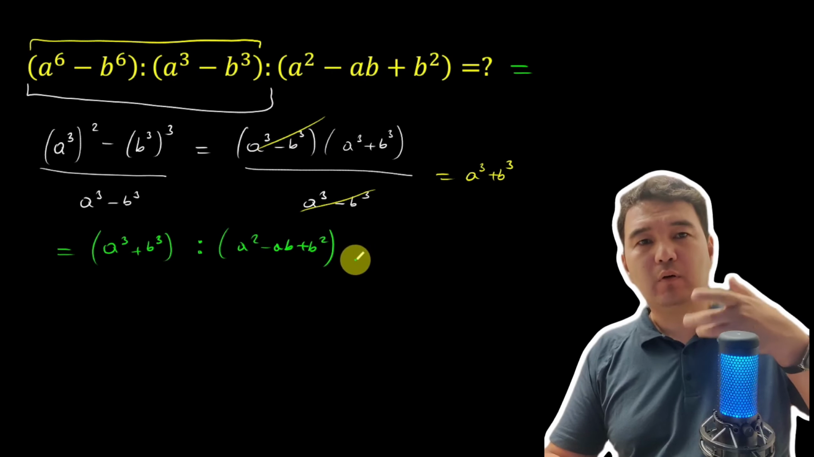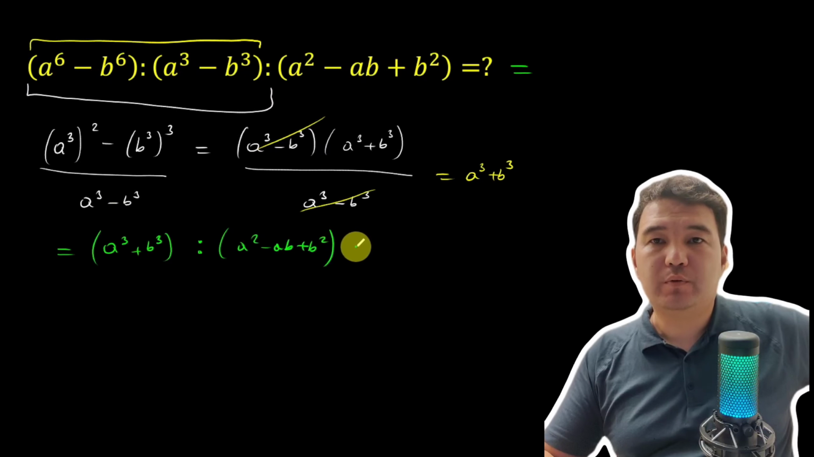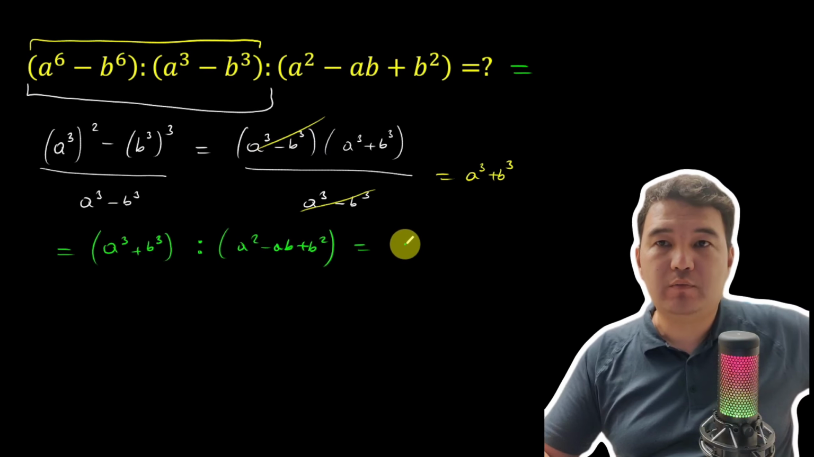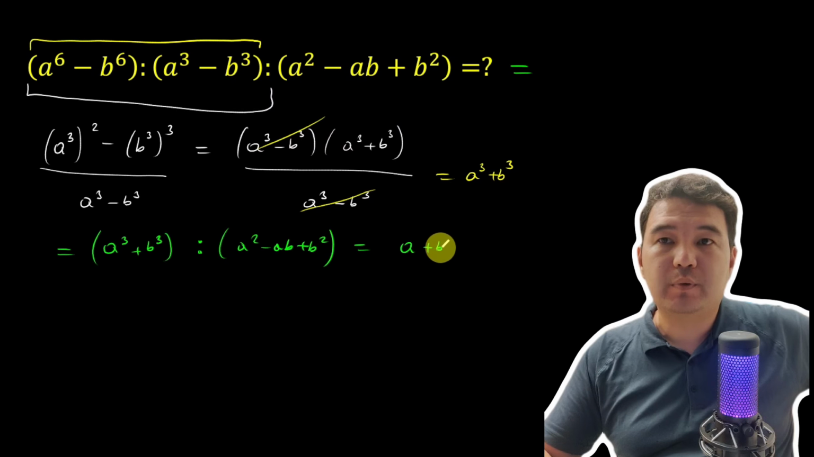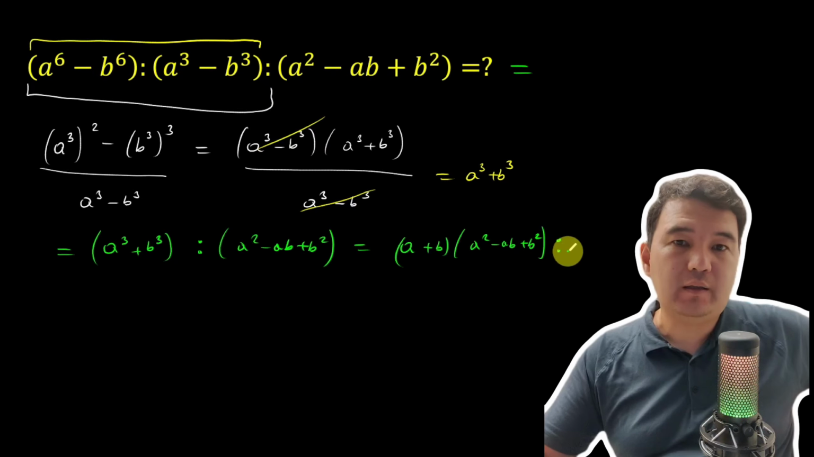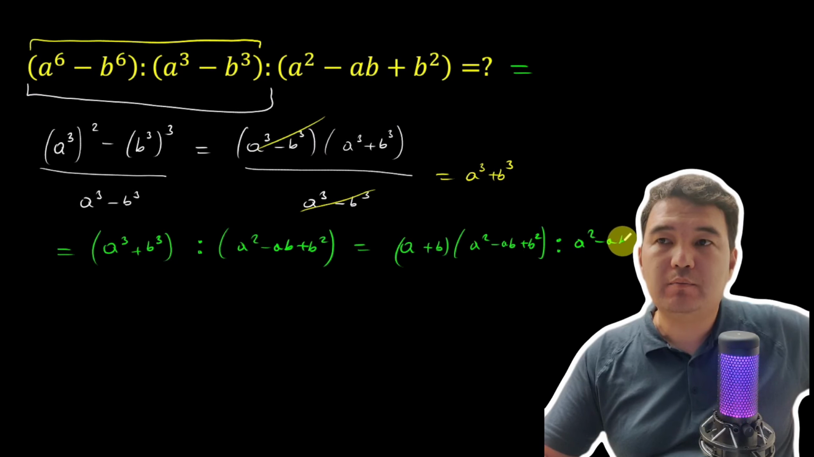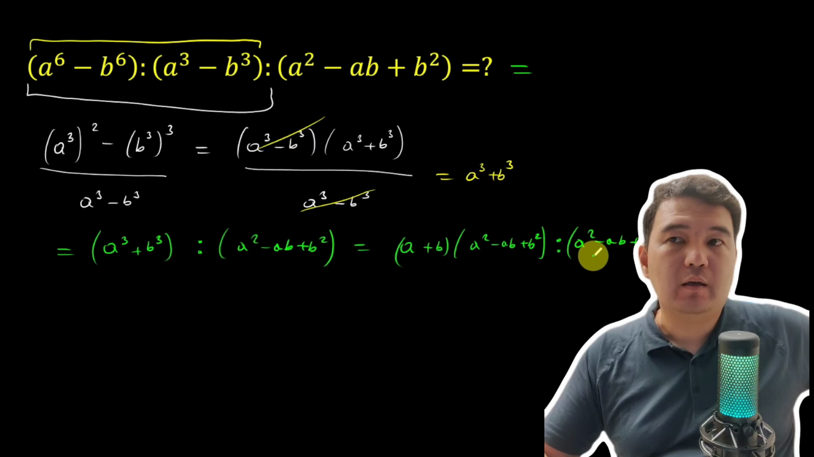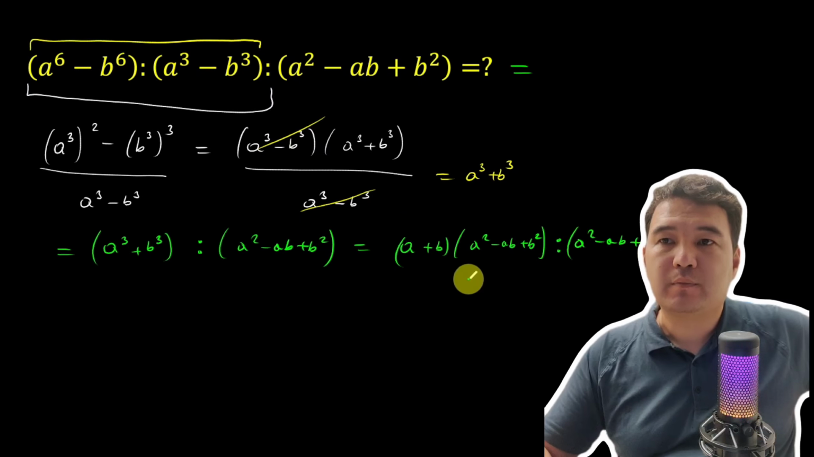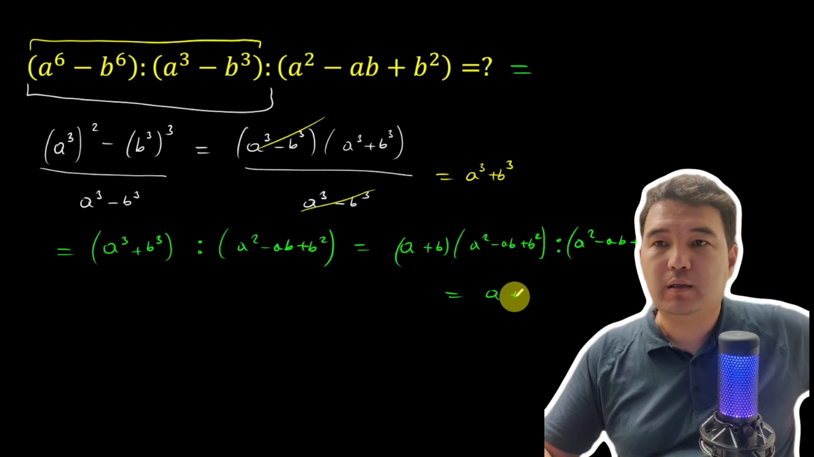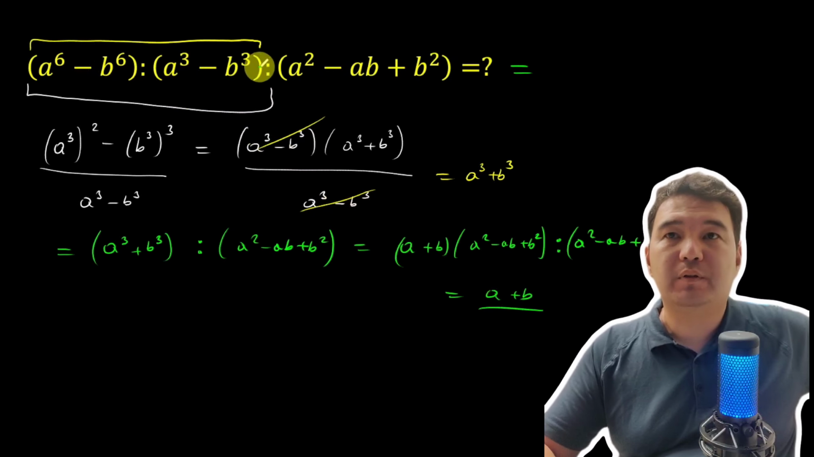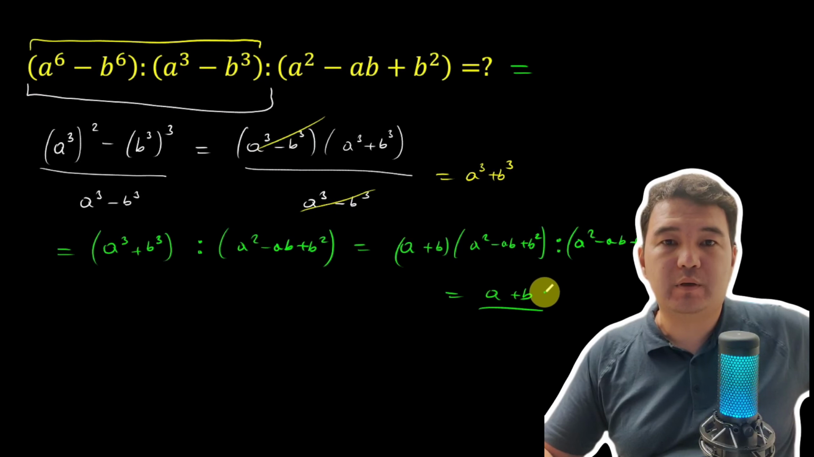Now recall the formula for the sum of cubes. What was a³ plus b³? That was (a + b)(a² − ab + b²). If you divide this by a² minus ab plus b², the result is a plus b. So if you simplify this expression, you get a plus b.